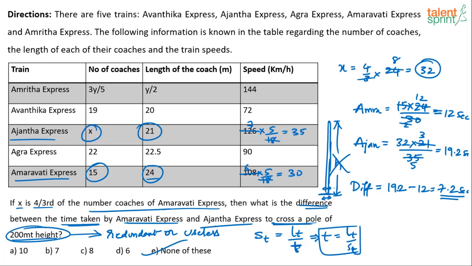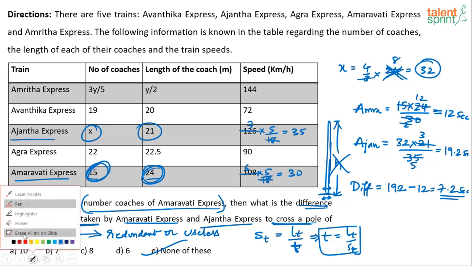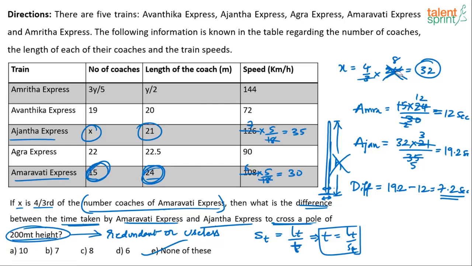Okay, I think I've made a mistake here. I'm so sorry. X is 4/3 of the number of coaches of Amravati. I considered the number of coaches as 24. Actually, the number of coaches is 15. Sorry about that. This is not 24. That's my mistake. I will lose 1.25 marks for this question. Be very careful. This is not 24. It is 15. So all this would change.